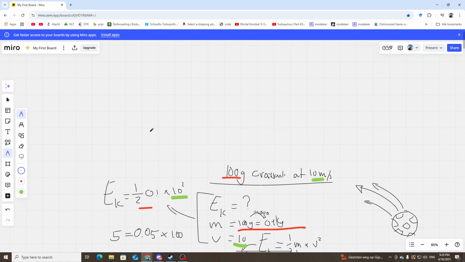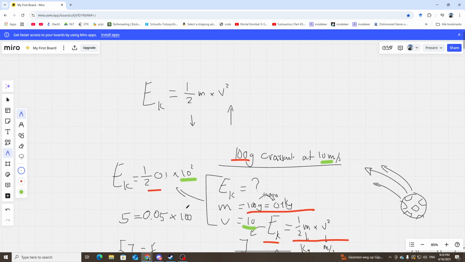Another interesting thing that you should see in this formula is that we do half times our mass and we square our speed, which means that mass has less impact on our kinetic energy than speed does. Why? Because our speed, our 10 meters per second, is being squared, so being turned into 100. So that is increasing our kinetic energy a lot. Whilst our 100 grams is halved, so turned into just 0.05, and doesn't contribute that much to the kinetic energy.